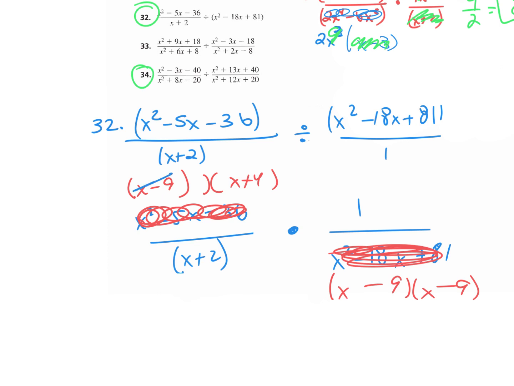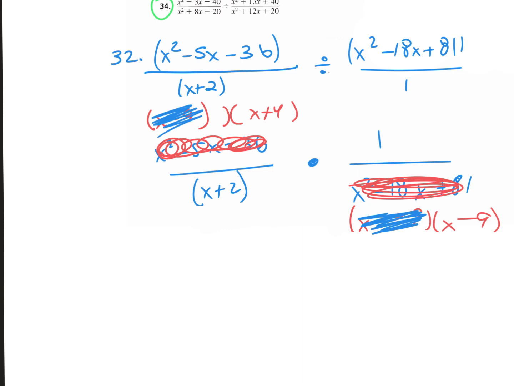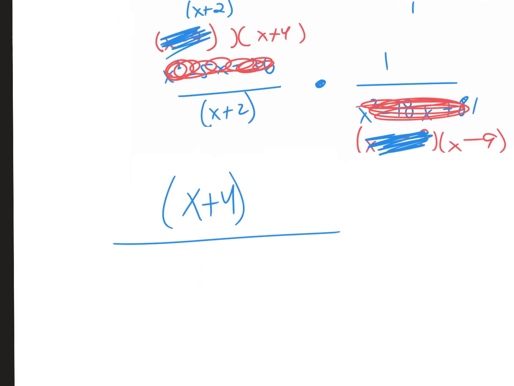So I have 1x minus 9 here. I can cross it off with one of the x minus 9s here. Not both of them, guys. Has to be a 1-to-1 ratio. So what are we left with? In my numerator, I'm left with x plus 4. And in my denominator, I'm left with x plus 2 and x minus 9.